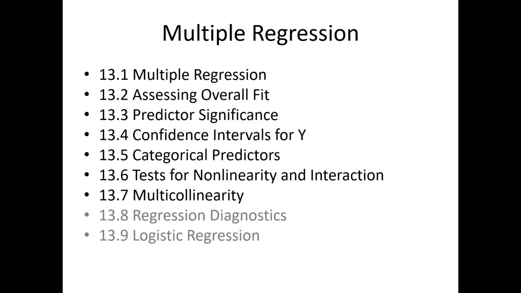So now we're starting chapter 13, talking about multiple regression. We're going to try to cover sections 1 through 7, and section 8, regression diagnostics, is very similar to what we talked about in chapter 12, so I won't rehash those issues. And then 13.9, logistic regression. This is very similar to the section we skipped in chapter 12.